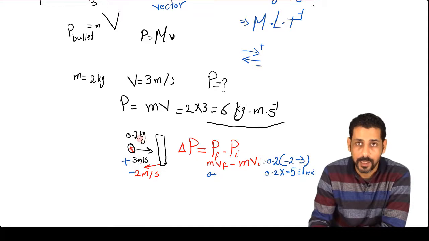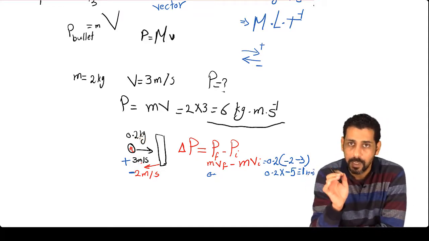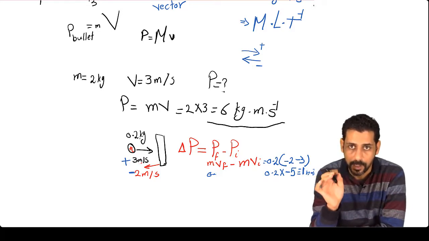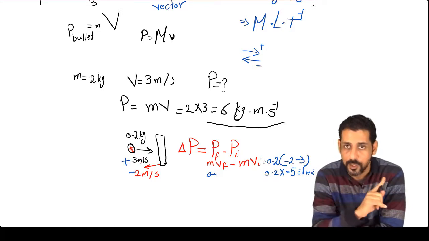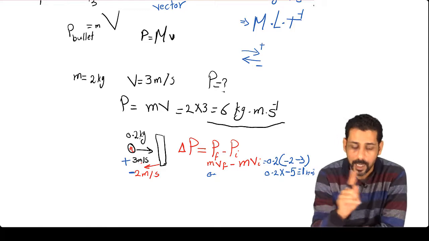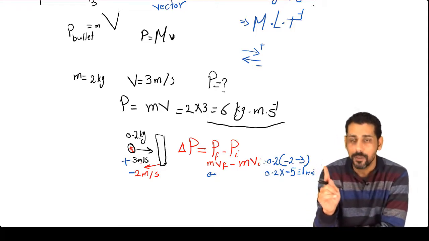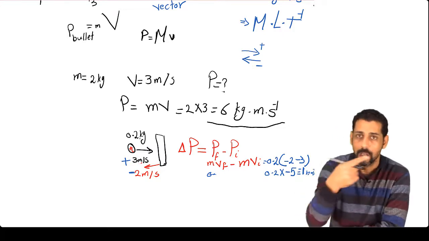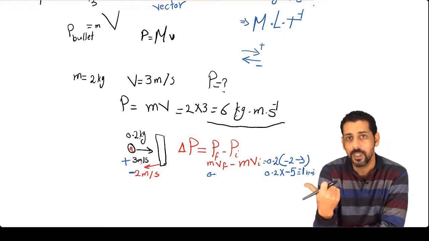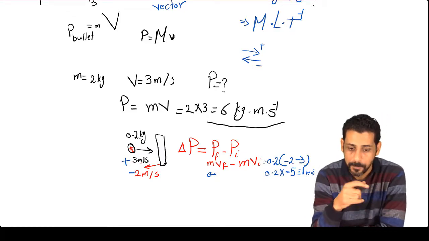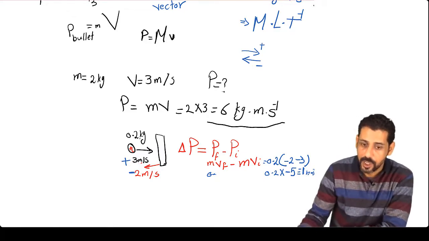Okay guys, the most important point here is that when you are asked for the change in momentum, look at the velocity. If the velocity changes direction, meaning the object was moving in one direction and then after the collision it moves in the opposite direction, then one of them must be positive and the other one must be negative. Okay guys?